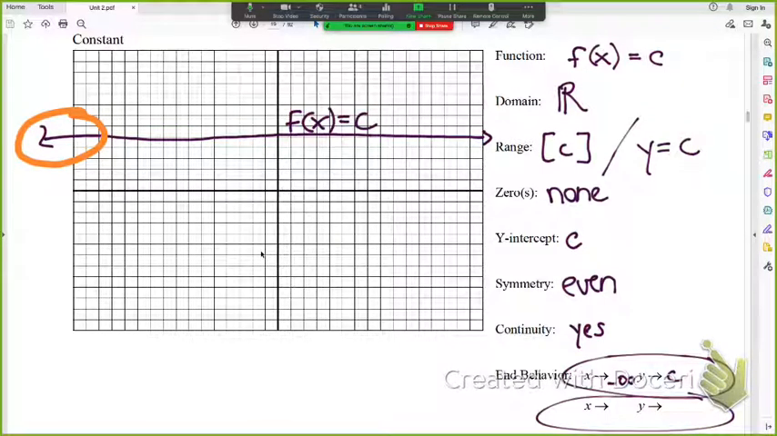Now, the second sentence is about the right side of the graph. I'm looking at the right end. On the right end, where are the x's headed out to? Infinity. And as the x's are headed out to infinity, what are the y's doing? Hanging out at C.